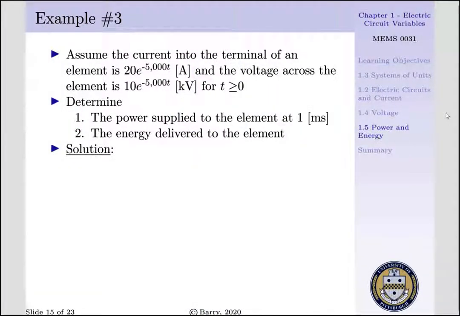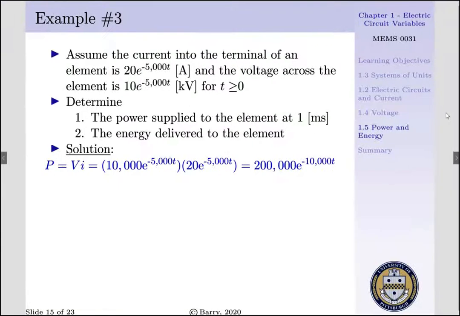Assume the current into the terminal of an element is 20 e^(-5000t) amps, and our voltage potential across the element is 10 e^(-5000t) kilovolts, for all time t greater than or equal to 0. We want to determine the power supplied to the element at 1 millisecond, and the energy delivered to the element.